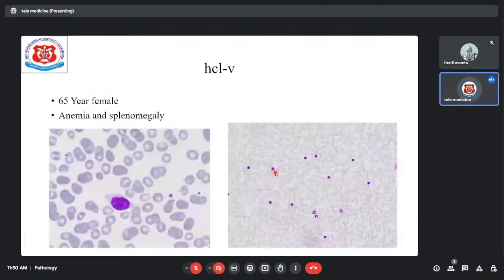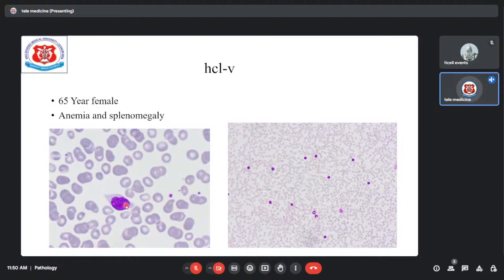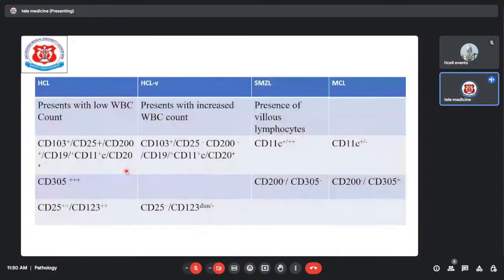Now, I have put these two pictures of splenic marginal zone lymphoma, or probably this kind of bipolar villi are seen in this. And there are certain cells, if you see projections with prominent nucleoli, those are seen in the hairy cell leukemia variant morphologically. And how to differentiate between them? Hairy cell leukemia variant is 25 negative. Okay, it will be 103 positive, 200 negative, 25 negative. Whereas SMZL will have 305. So this table gives a gist about how to differentiate between various lymphomas using the hairy projections.